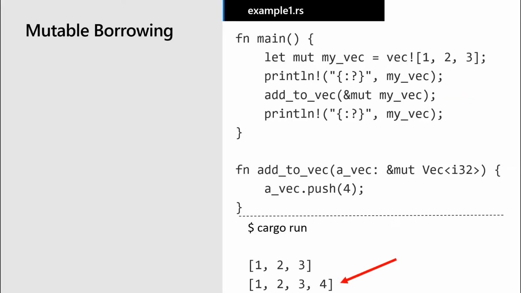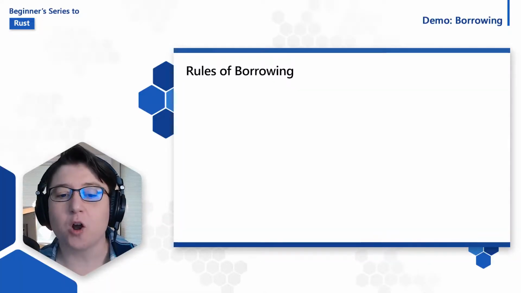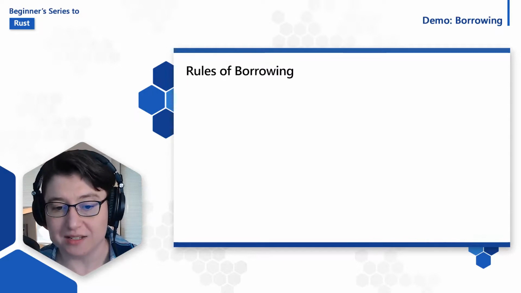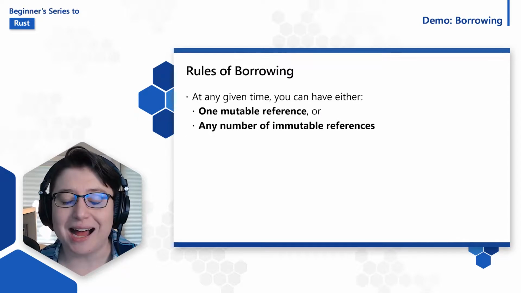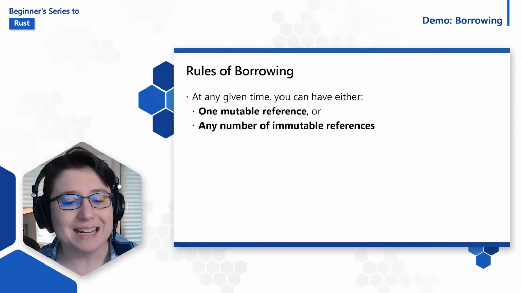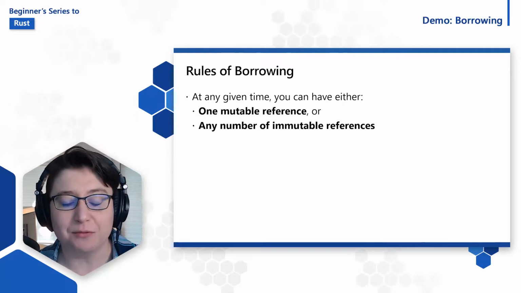And when we run this code, we see both the original vector and the mutated vector printed out. The add2vec function was able to take a mutable reference to a vector, then mutate the original vector through that reference. Like with ownership, there are rules for borrowing in Rust. The first is, at any given time, you can have either one mutable reference, as we just saw, or any number of immutable references.